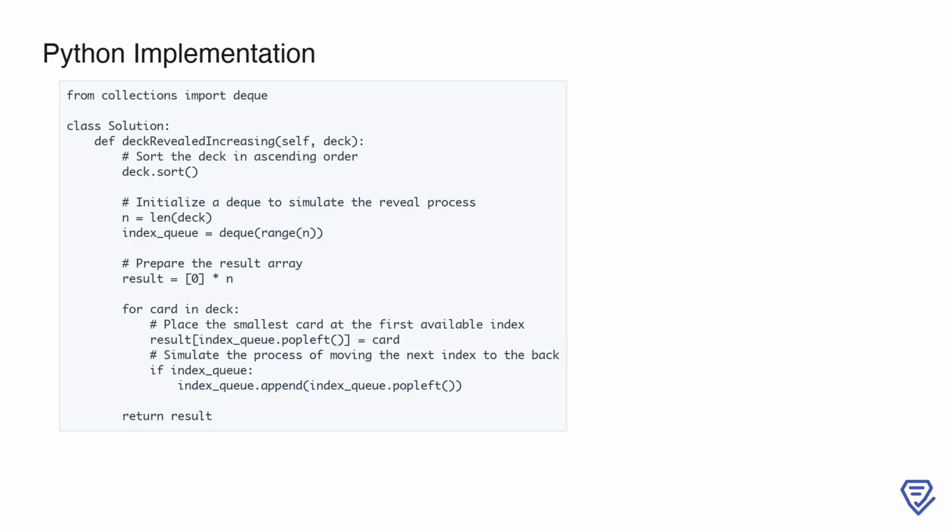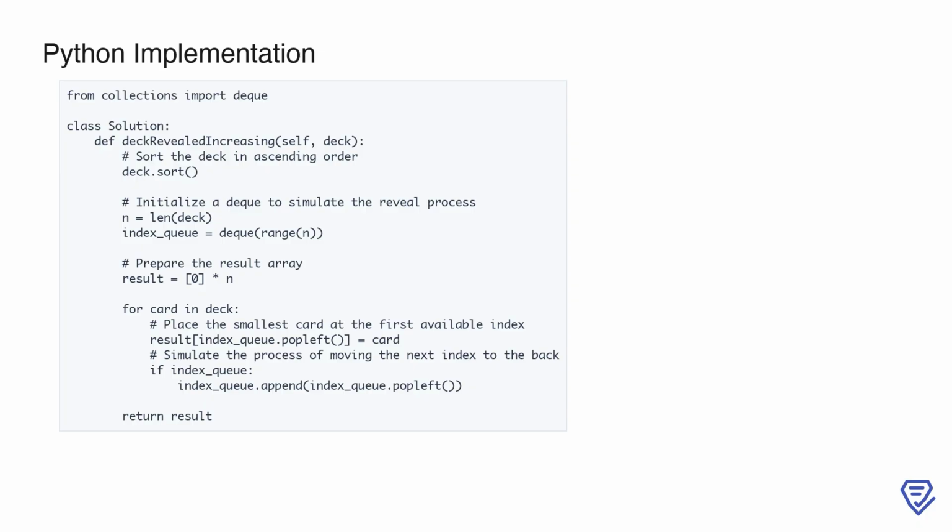Here's a detailed explanation of the solution. 1. Sorting the deck. The deck is sorted in ascending order using deck.sort. This ensures that we process cards from the smallest to the largest, as required by the problem. 2. Using a deque. A deque, double-ended queue, is used to maintain the indices of the result array. We initialize it with indices from 0 to n-1. This deque helps us simulate the reveal order efficiently.